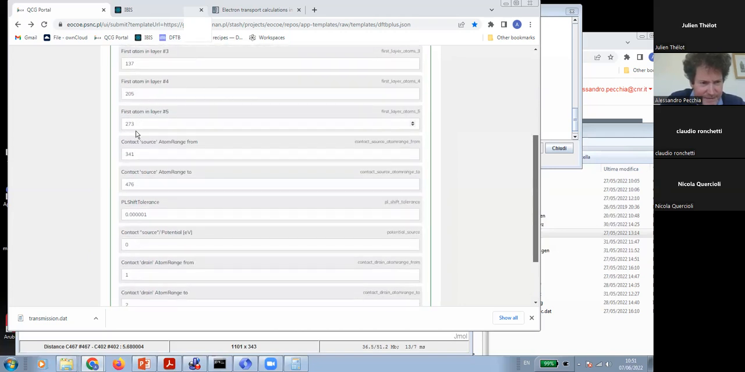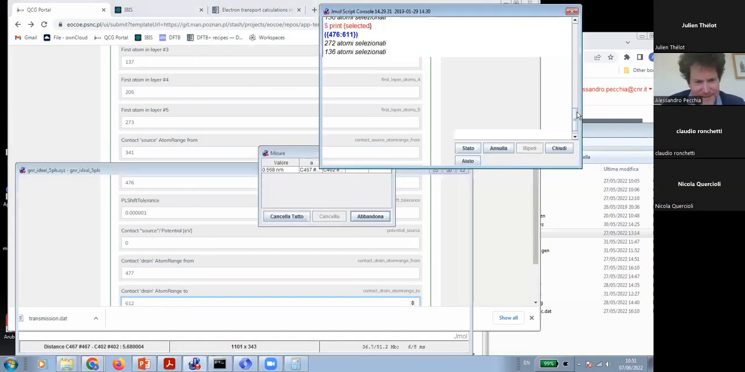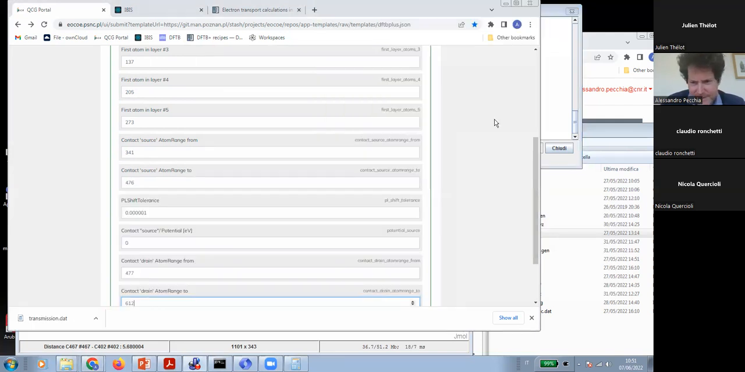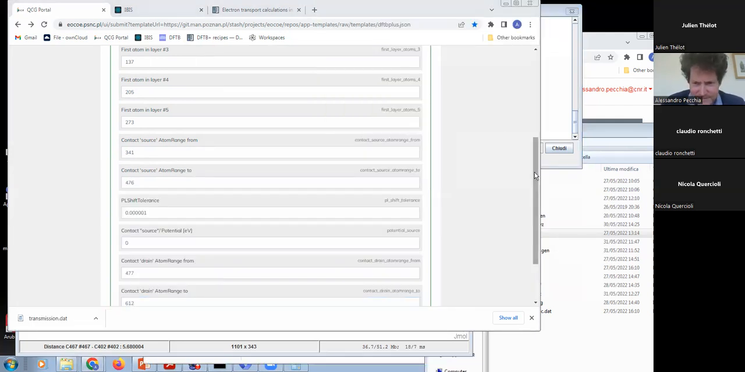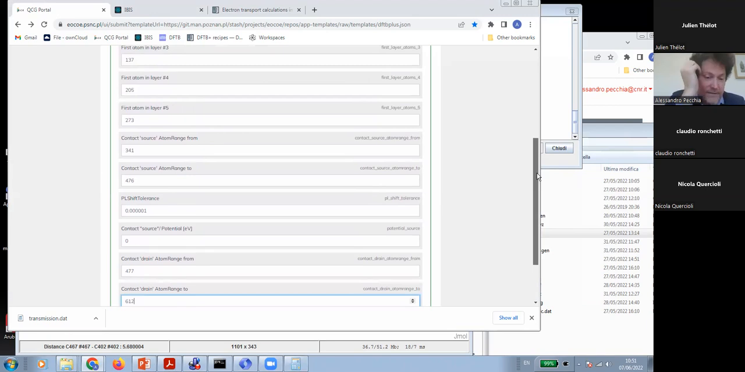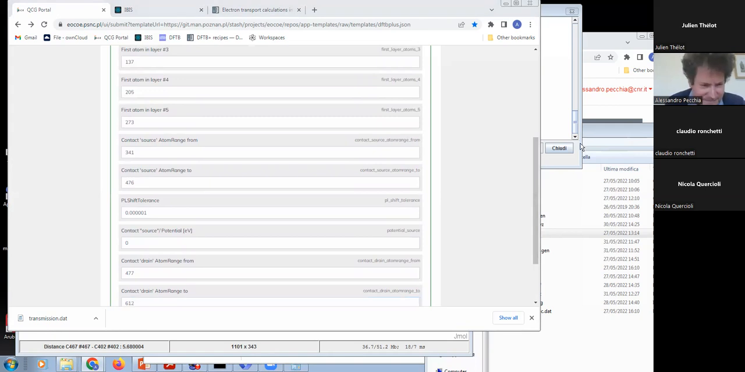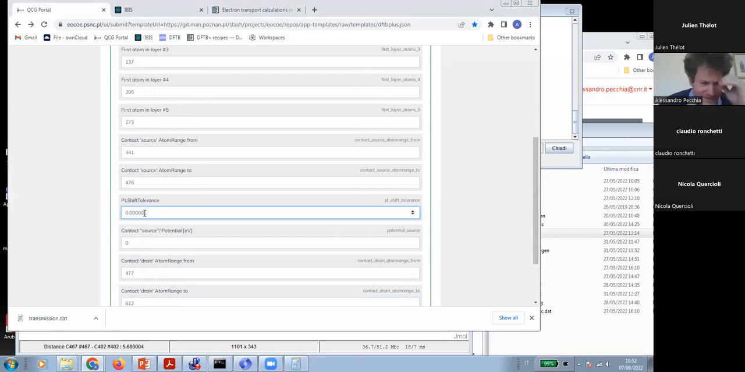Okay, then we specify the indices of the atoms of the contacts. Let's specify first the indices of the contact drain. It starts at 477 and goes till the end, 612. So all the atoms are covered. Unfortunately, these things have to be done manually, as in more or less every code. There are some codes that do it automatically, but whenever you have automation, there are some assumptions that you then have to fulfill.